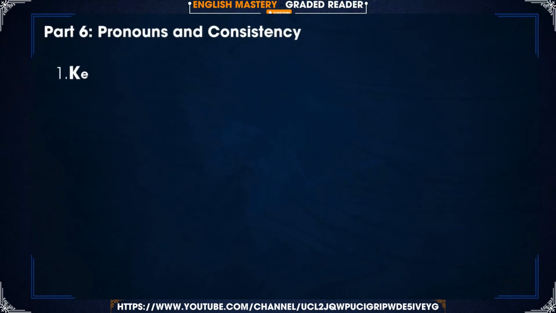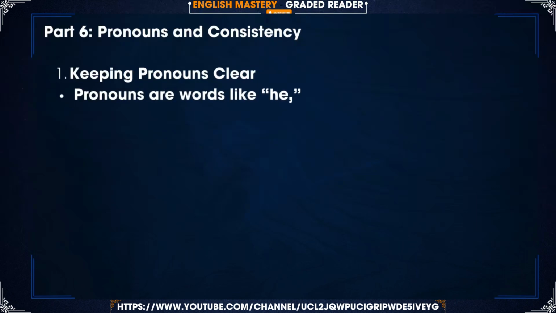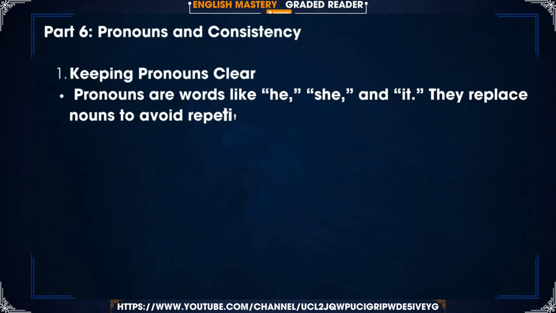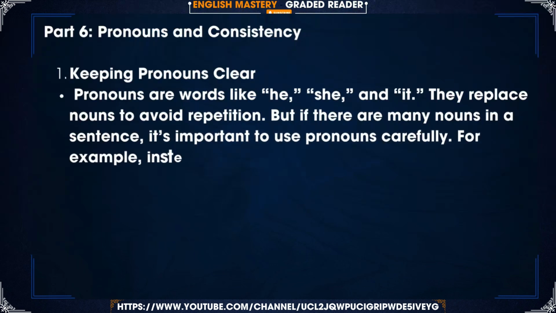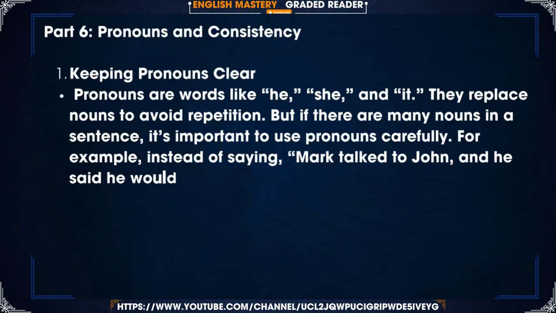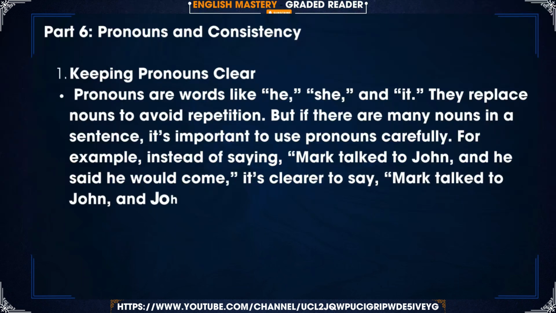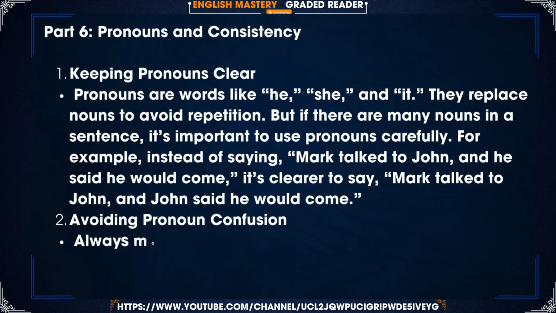Part 6. Pronouns and Consistency. 1. Keeping pronouns clear. Pronouns are words like he, she, and it. They replace nouns to avoid repetition. But if there are many nouns in a sentence, it's important to use pronouns carefully. For example, instead of saying, "Mark talked to John and he said he would come," it's clearer to say, "Mark talked to John and John said he would come."